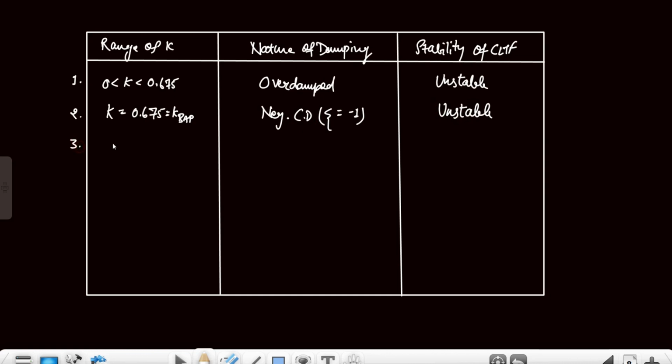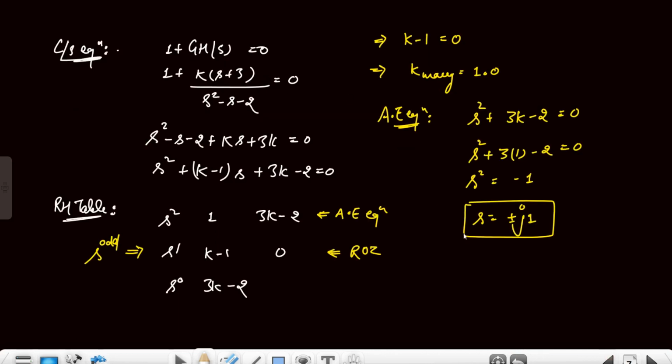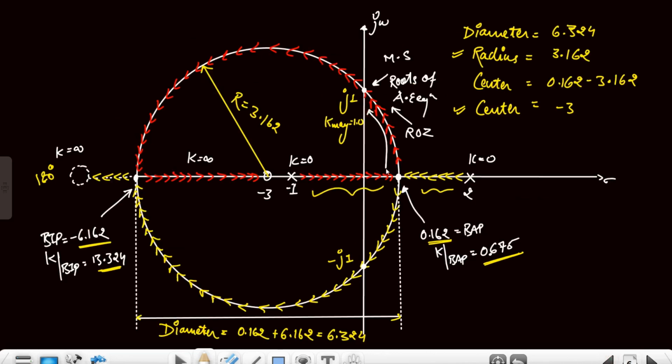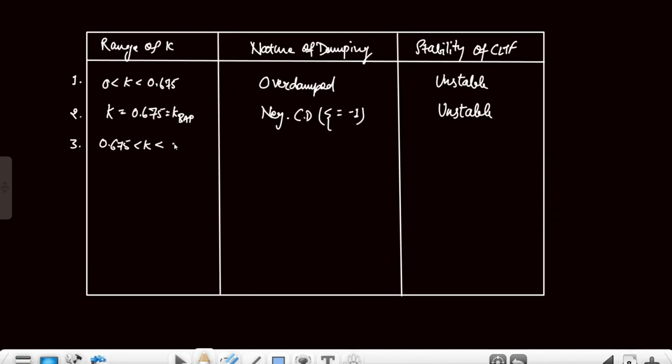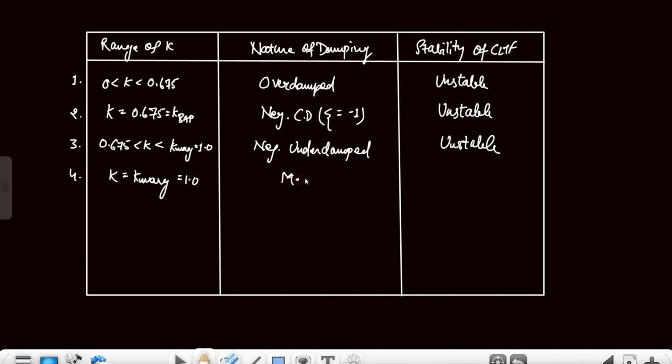Now from this value, 0.675, in this range up to k marginal, which is 1, there are complex conjugate poles, but on the right hand side of the S plane. It represents negative underdamping, and it is also unstable. Now at k equal to k marginal, which is equal to 1, this represents a marginally stable system because the roots are on the imaginary axis.